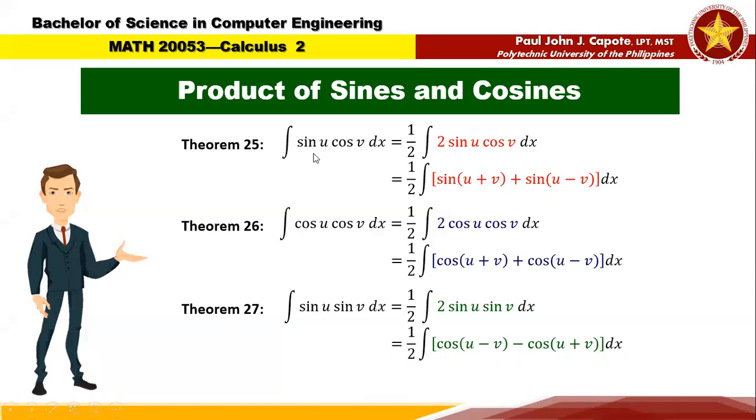And so we have this product of sines and cosines. In theorem 25, if we are to evaluate the integral of the product of sine u and cosine v dx, what we're going to do is to find an existing trigonometric identity wherein we can rewrite the integrand so that we can apply the existing standard integration formula. So for example, this integrand sine u times cosine v dx. We have an existing trigonometric identity, and that is 2 sine u times cosine v.